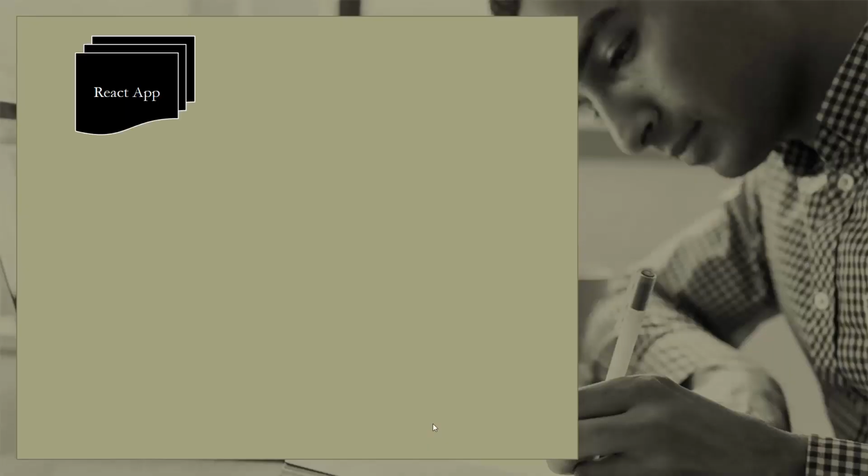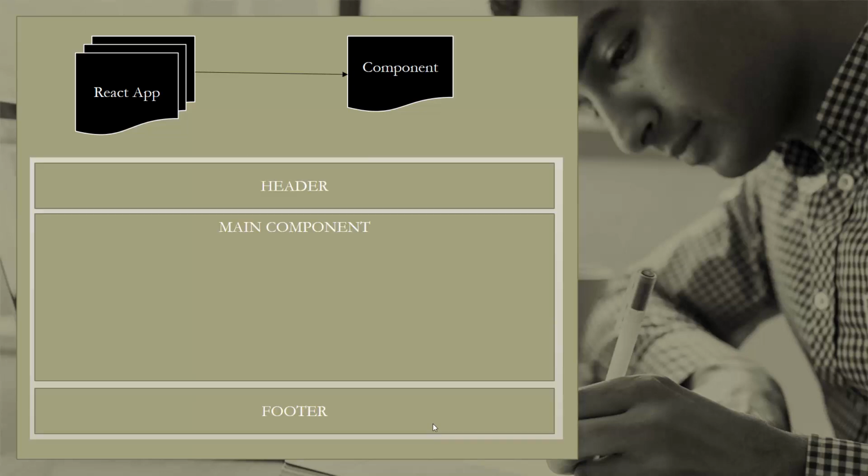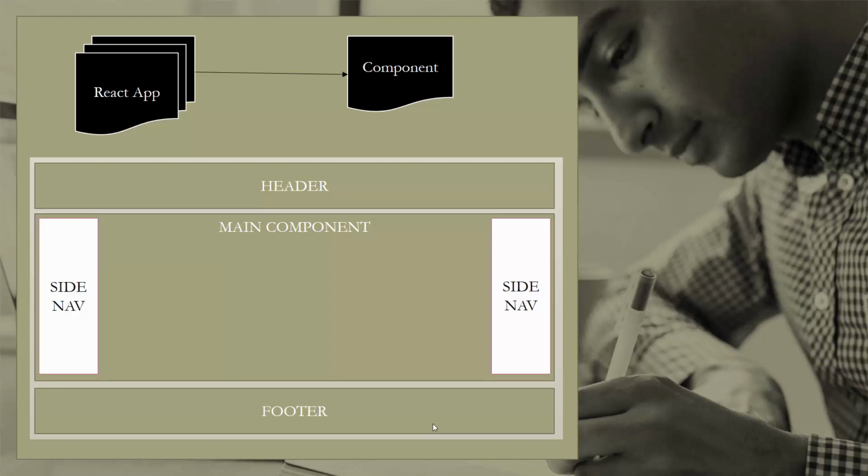In React, a component represents a section of a user interface. An application in React is a collection of several other components. Consider this example where you have three components named header, main component, and footer. Now you can also add more components like a side nav on the left as well as on the right. This also includes the root component that holds every other component. It is also referred to as an app component.